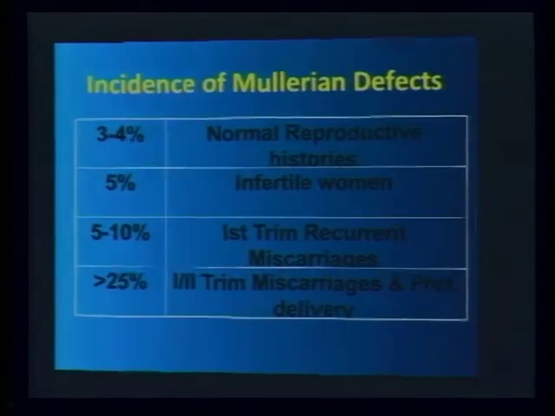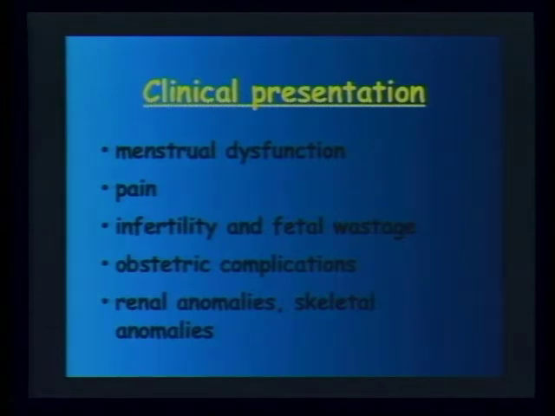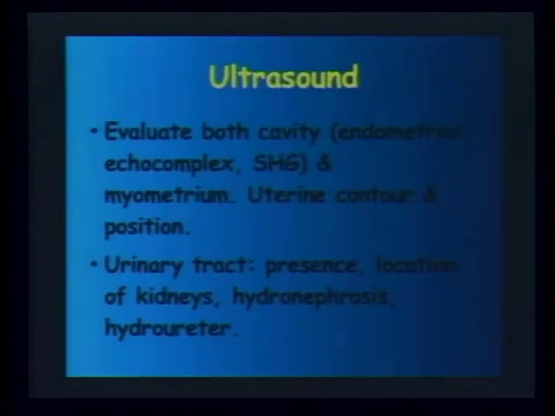preterm deliveries. The clinical presentations are varied: menstrual dysfunction, pain, infertility and fetal wastage, obstetric complications, and don't you forget the renal anomalies that are coincident with the uterine anomalies. Ultrasound can evaluate both cavity and the myometrium, the uterine contour and the position, and of course the uterine tract.